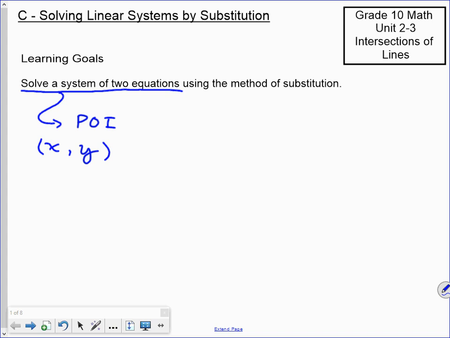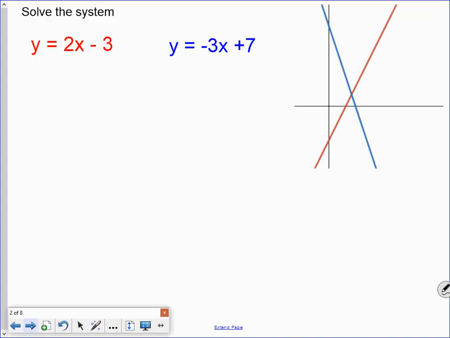This method of substitution is going to be the first of two algebraic methods that we're going to look at. This method of solving these systems is more like the methods we used for solving equations earlier on in the course. So let's talk again a little bit about what we mean here.